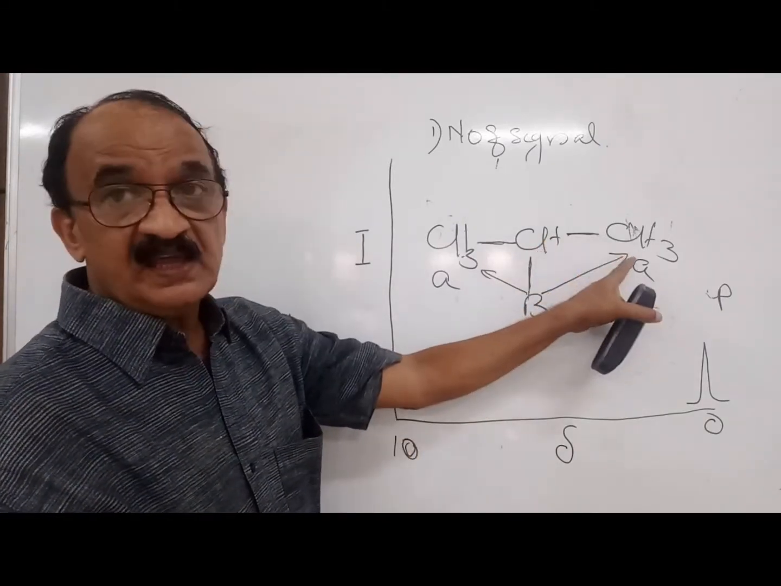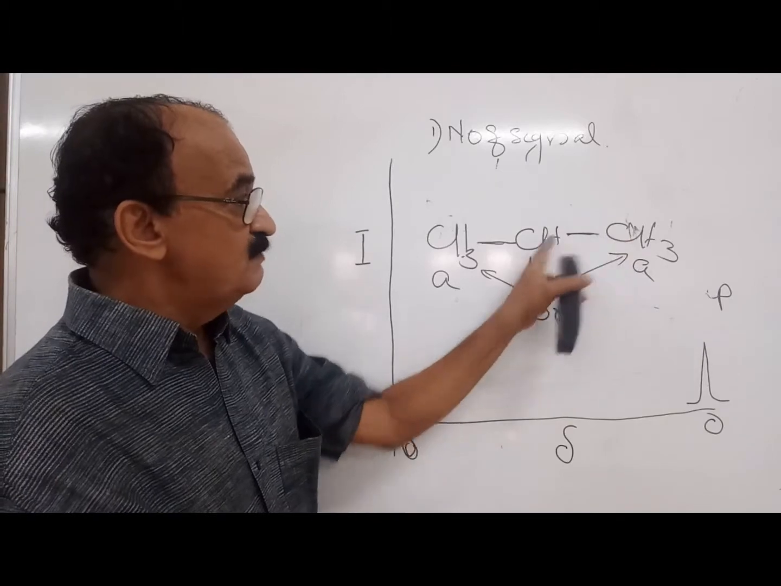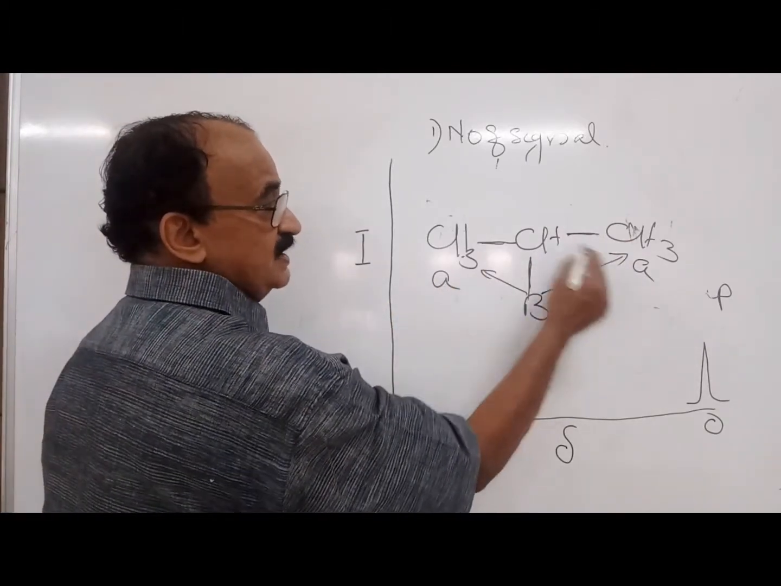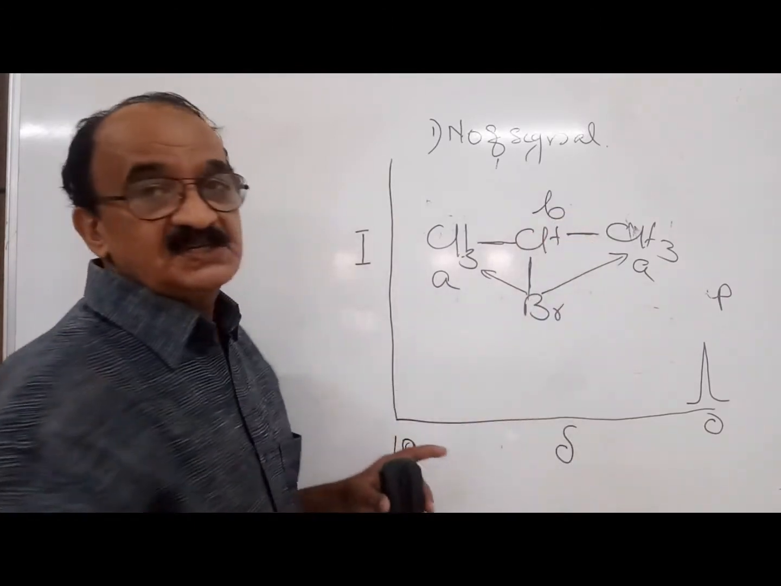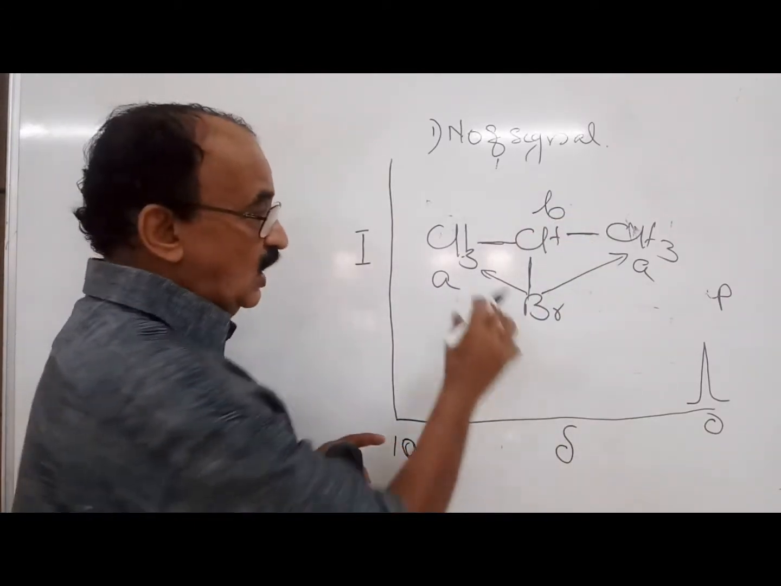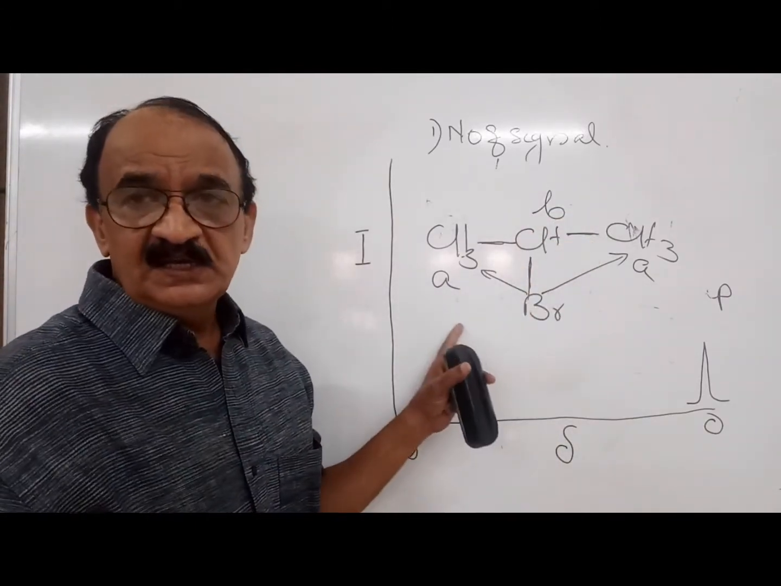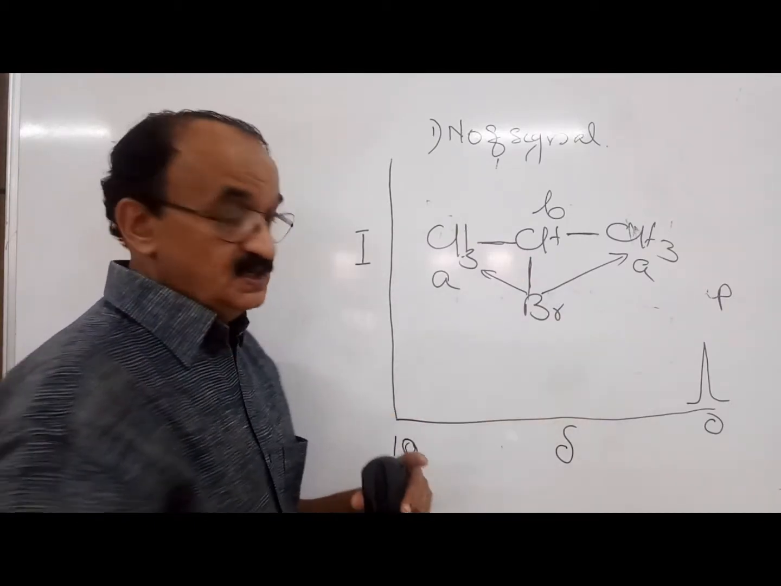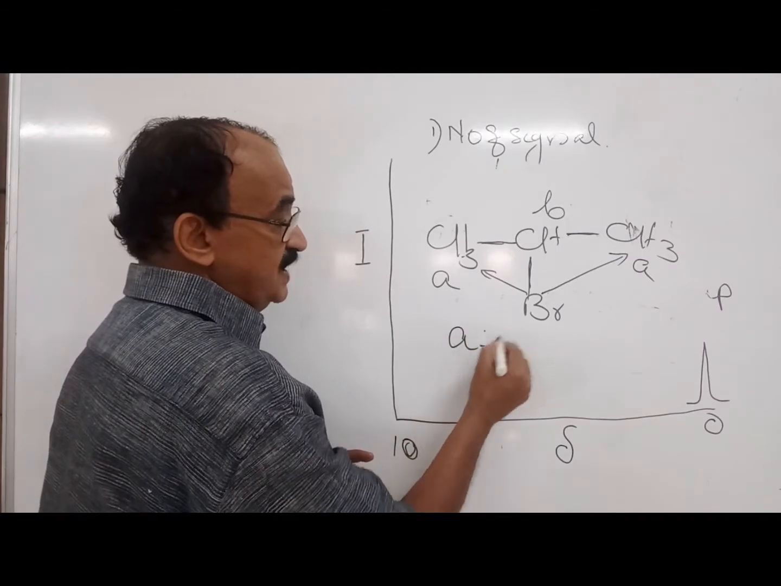It is 1 bond away. This proton is 1 bond away. Therefore, if this is A, this is also A. But this belongs to what? B set. Am I right? So, how many signals will it give? It will give 2 signals. Why? There are 2 types of protons. So, what is the ratio between A and B?